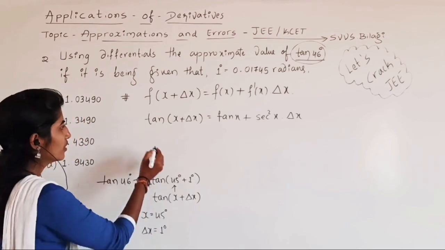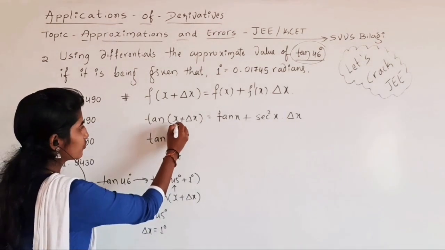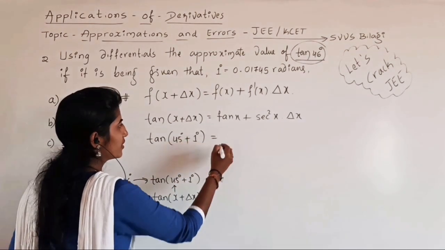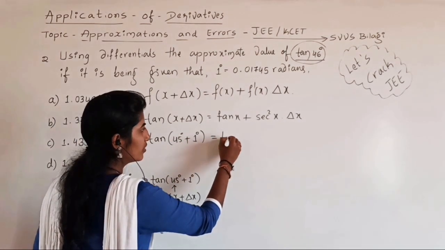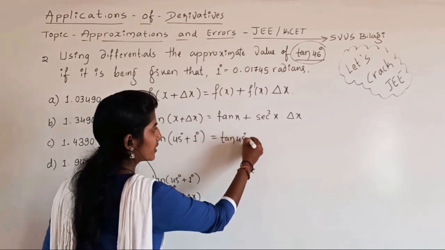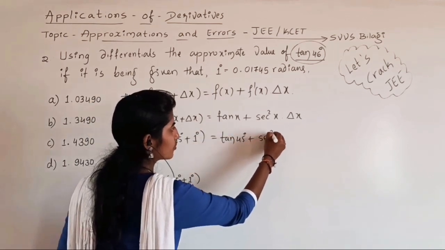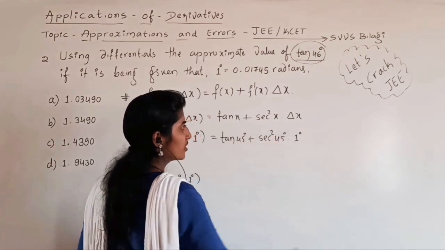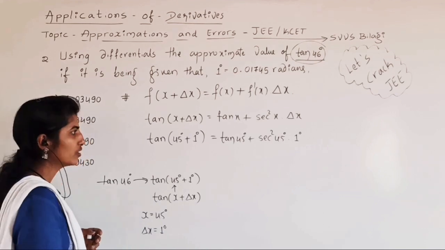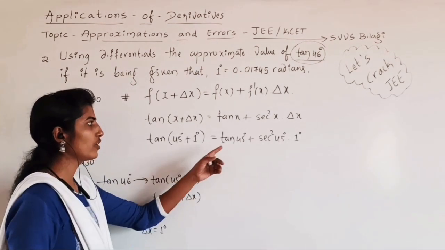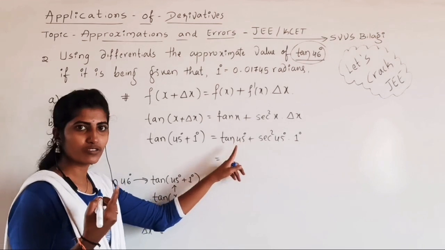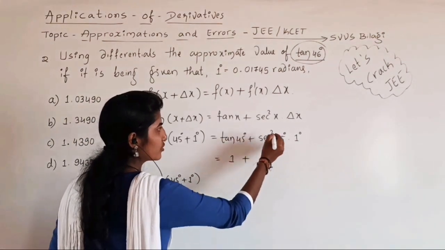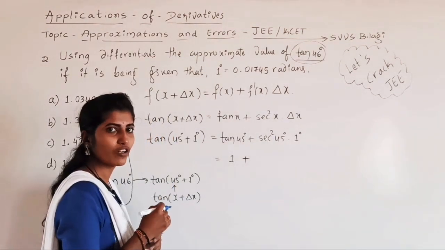Let's check it. Tan of x value, 45 degree, plus delta x is 1 degree, is equal to tan of x value, 45 degree, plus sec square 45 degree into delta x, that is 1 degree. What is the value of tan 45 degree? Everybody knows this. Tan 45 degree is always equal to 1, plus sec square 45 degree.